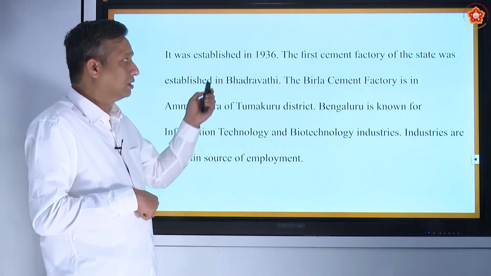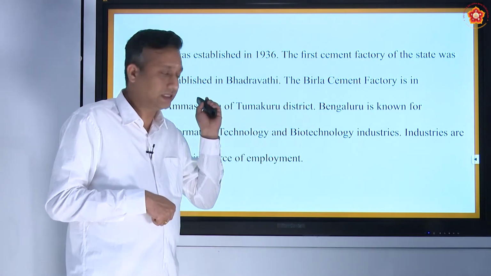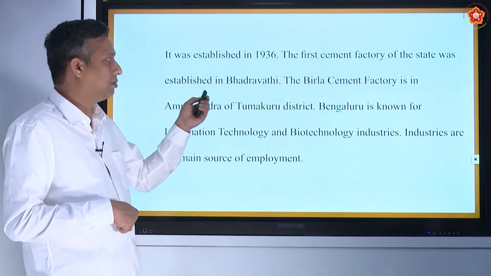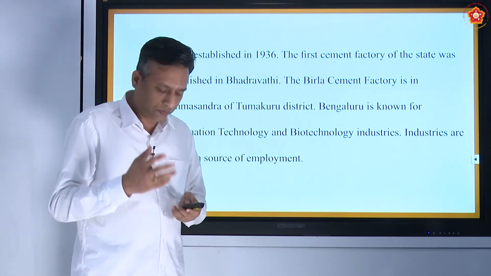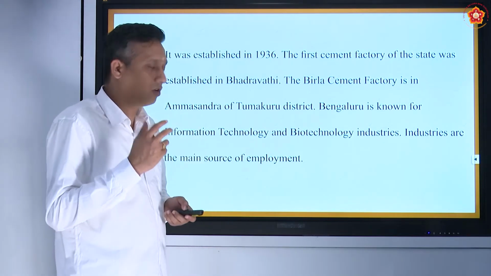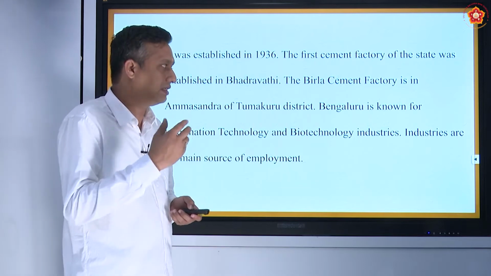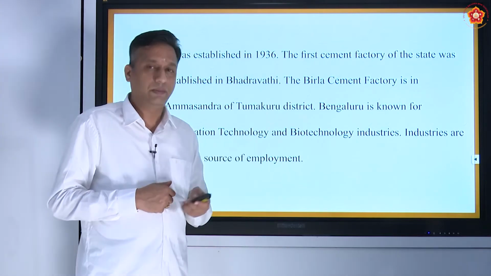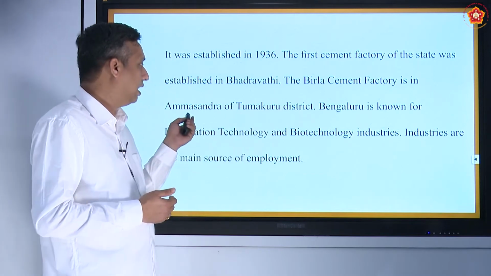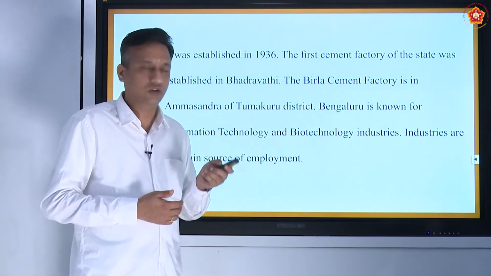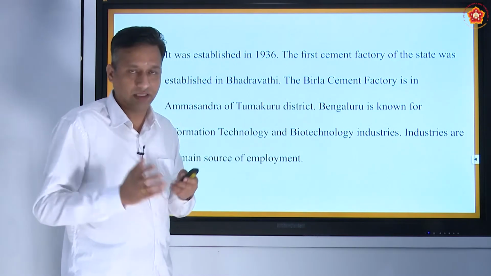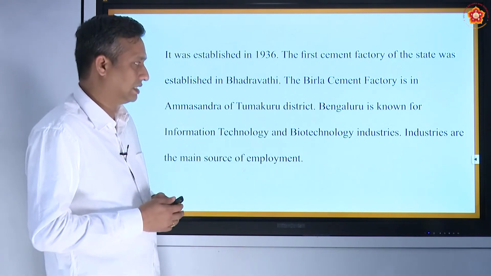Then the cement factory. In 1936 the paper mill was established. The first cement factory of the state was established in Bhadravati. For cement you need limestone, or sunna, as the raw material, which is available in different areas. Birla, one of the private companies in India, has a cement factory in Amasandra of Tumkur district. There the Birlas have a cement factory, which is necessary for the construction industry.